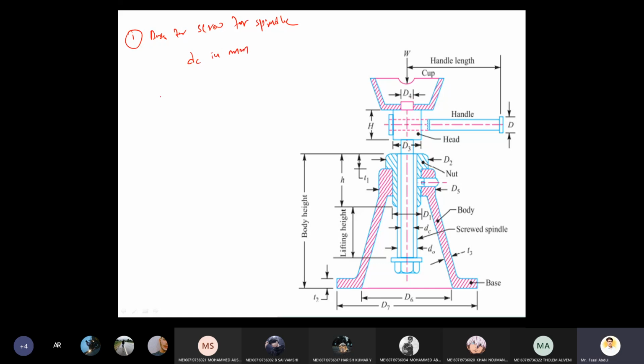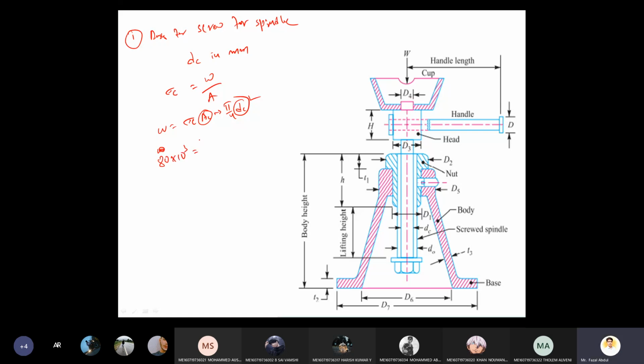By considering the compressive stress in the design procedure, compressive stress is equal to load by area, so load is equal to compressive stress into compressed area. What is the area? Pi by 4 into dc square. This one we have taken, right? So here, the core diameter we calculated. Just write down here: 80 into 10 to the power of 3.